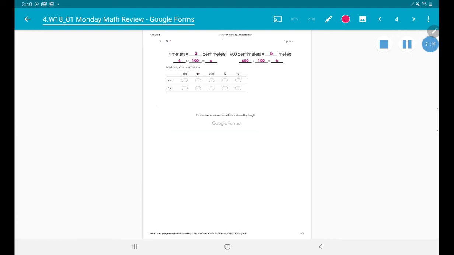And the last one, I'm converting meters to centimeters. Remember, centimeters has that prefix cent. And cent means 100. So it takes 100 little centimeters to make 1 meter. So to find how many centimeters are in 4 meters, I'll multiply 4 times 100, and that is 400. So A equals 400. 600 centimeters equals how many meters? So to go from small centimeters to bigger meters, I'm going to divide. 600 divided by 100 equals 6. B equals 6.